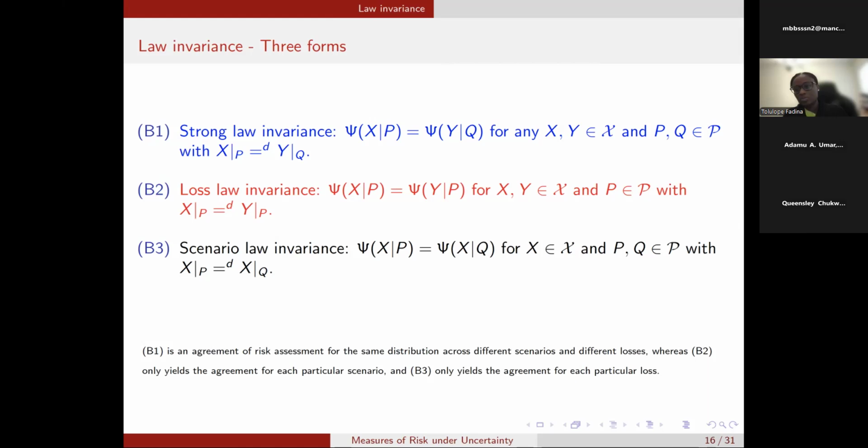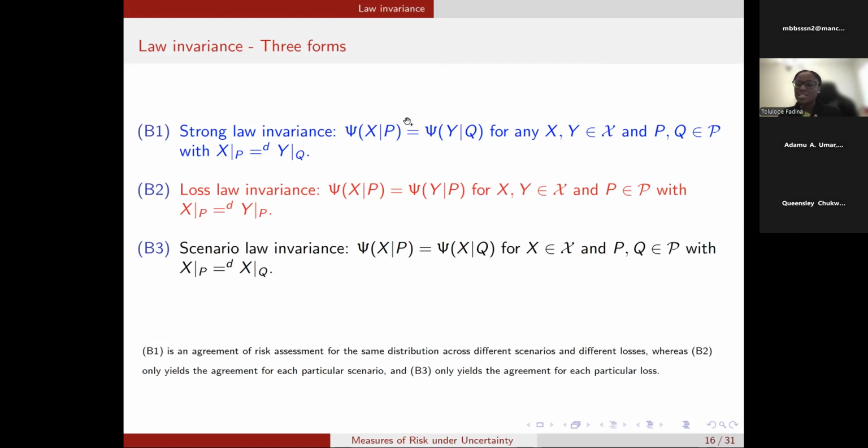Okay, that's for loss law invariance, but for strong law invariance, it's the same thing, because what we are saying here is X given P and Y given Q. Now I think I understand what you're saying. So we have X given P, which is, let's say, during COVID, and we have Y given Q, which is good economy. And if these have the same distribution, strong law invariance is telling us that you assign the same risk value to the two.